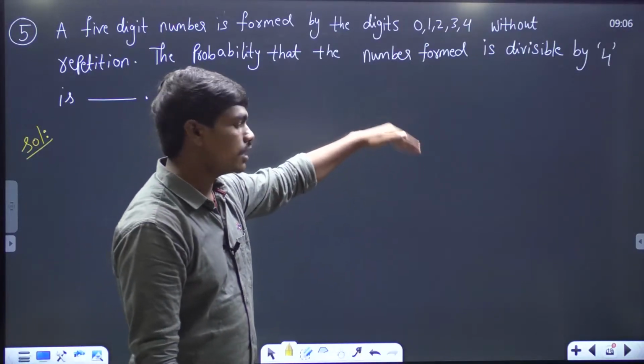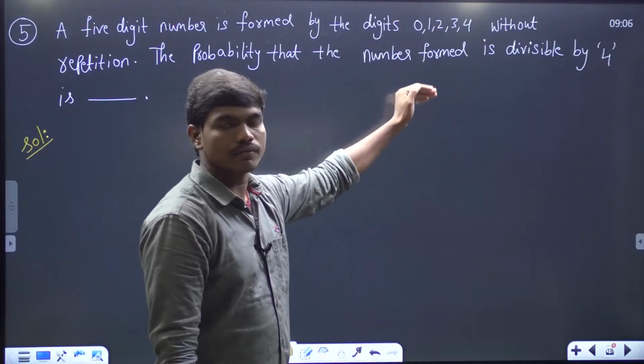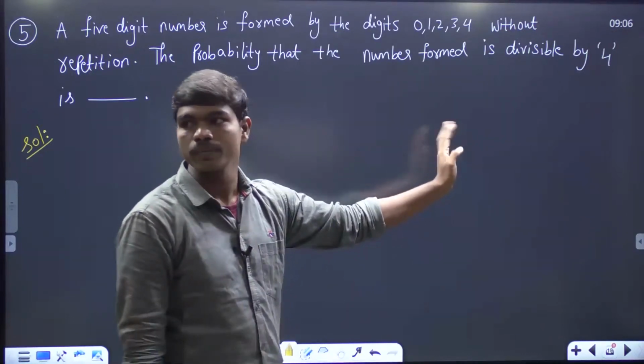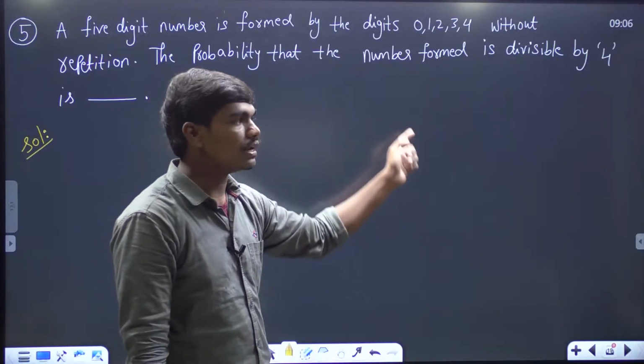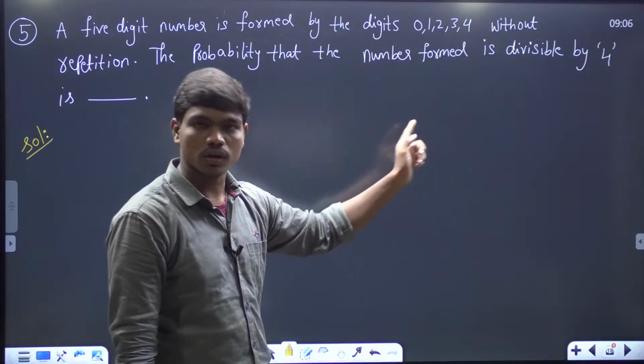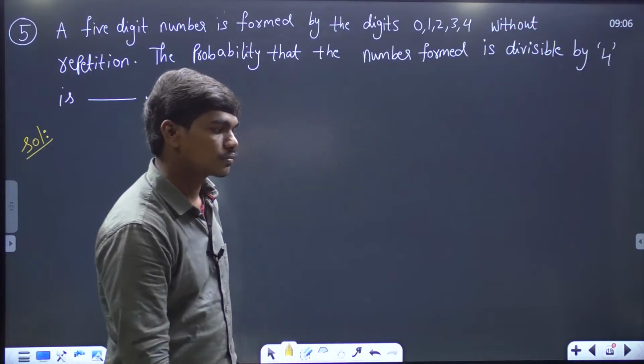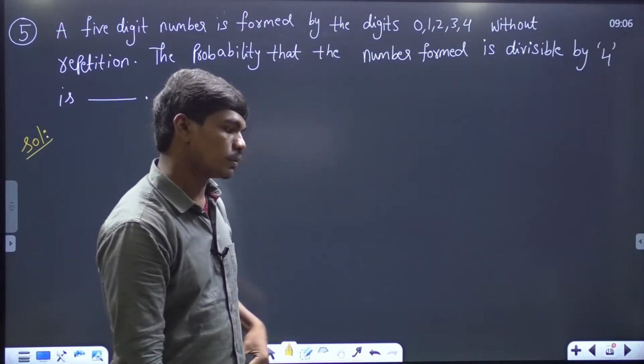Number of favorable cases divided by total number of cases. That's the only formula to find probability. But the main art is to identify what the number of favorable cases is and what the total number of cases is. And you can do that if you understand the questions carefully. So please try to do this question.